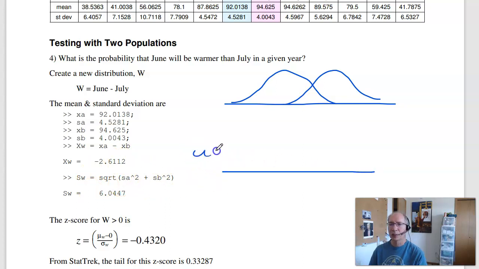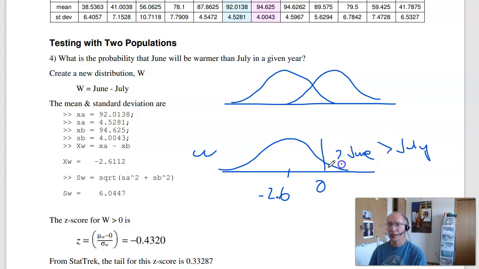So this is what W looks like. It's got a normal distribution. The mean is at minus 2.6. And here's 0. To the right of 0 is where June is warmer than July.